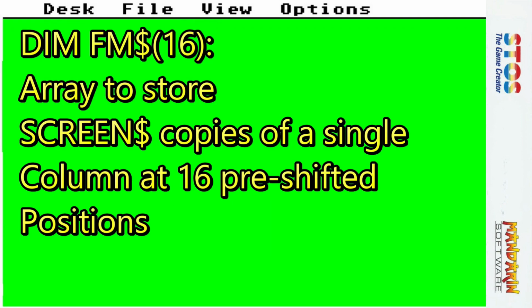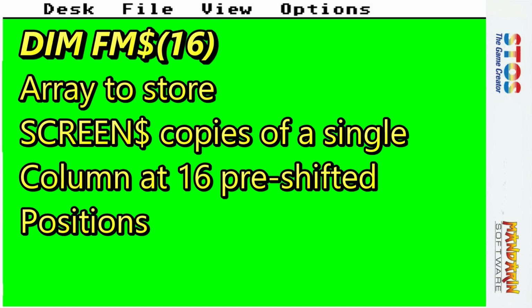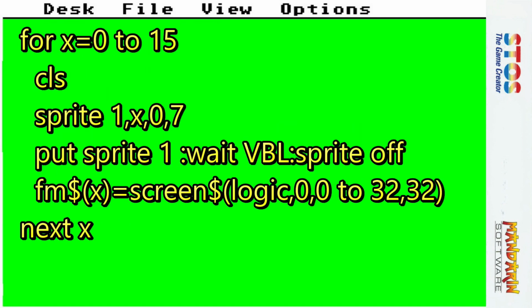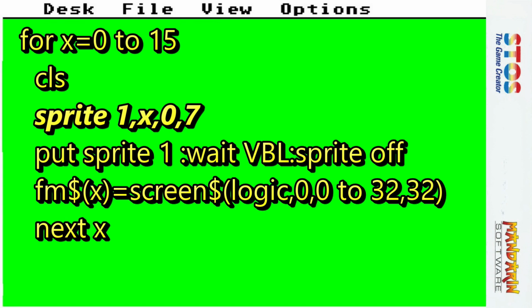We are going to take one column of 3 invaders and store versions of it in each of 16 possible positions. To display the formation, we'll need to use a mod command very similar to what was used in the previous render test 4's pre-rolled scrolling formation. We will need to create a pre-shifted array of screen strings using the screen string command to create and store these images in an array. The FM$ will hold all 16 pre-shifted images of the sprite. Inside this loop, we will draw a sprite to the screen, like this. Sprite 1, x, 0, 7.